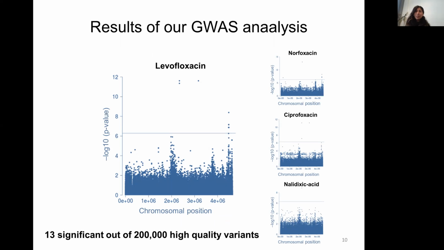Here you can see the visualization of our results using a Manhattan plot. The x-axis shows the chromosomal position, and the y-axis shows the minus log 10 of the p-value for the variants, and the horizontal lines show the Bonferroni corrected p-value. As you can see, very few variants pass this threshold, 13 out of around 400,000 variants for all quinolones, reflecting that only a small portion of the genome contributes to the resistance phenotype.